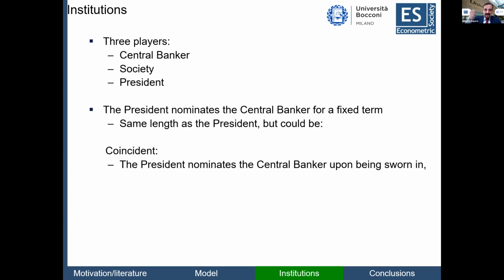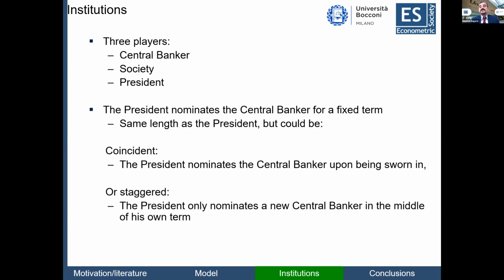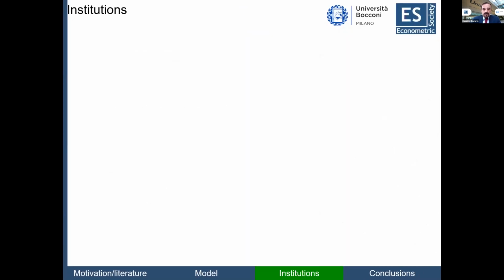The president is elected, he's sworn in, and then he nominates the new central banker. Or it could be staggered, as is the case in the US. The president is elected, he has to wait another 2 years and then nominates the new chairman of the central bank. What is the effect of that?